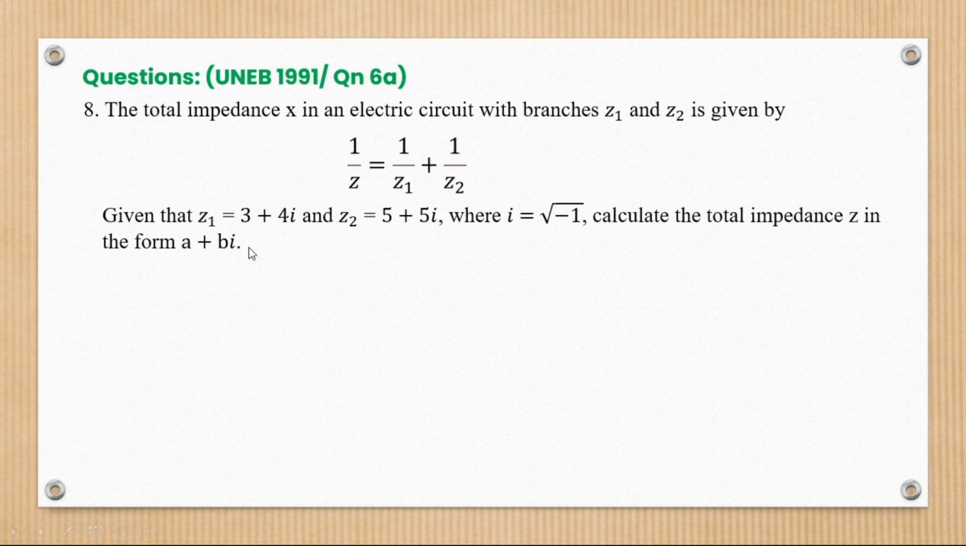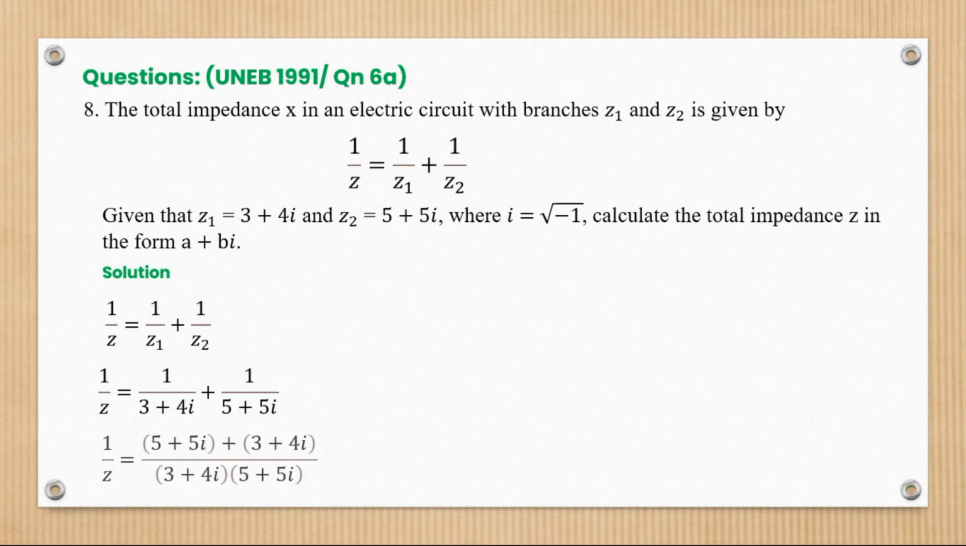Alright, so this means that we want the final value of Z to be equal to a plus bi. So it should be simplified at the end. So let's first work this out. We have 1 over Z is equal to 1 over Z1 plus 1 over Z2. When we substitute in the values of Z1 and Z2, we end up having this form of equation. And then we can find the LCM of this and that. So the LCM is this.